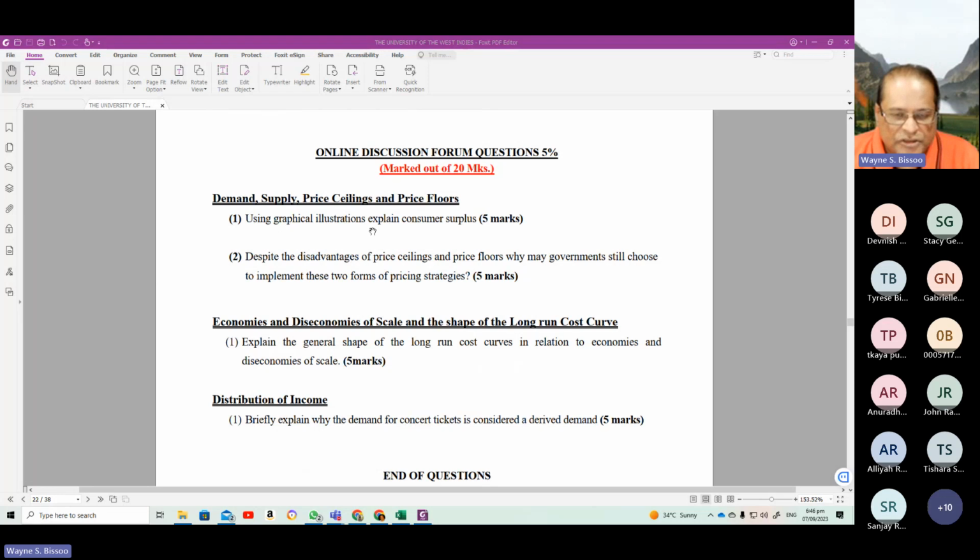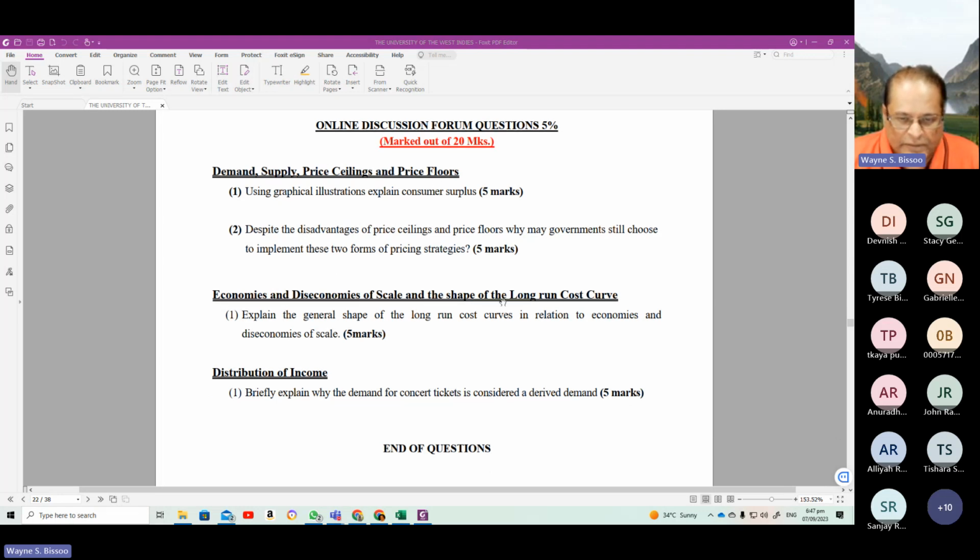Using graphical illustrations, explain consumer surplus. Despite the disadvantages of price ceilings and price floors, why may governments still choose to implement these two forms of pricing strategies? They come from the overall question on demand, supply, price ceilings and floors, economies and diseconomies of scale, and the shape of the long run cost curve.